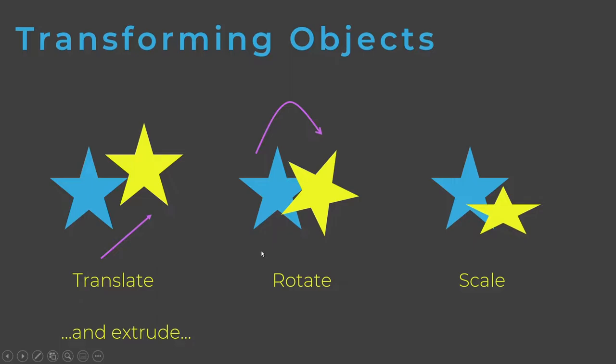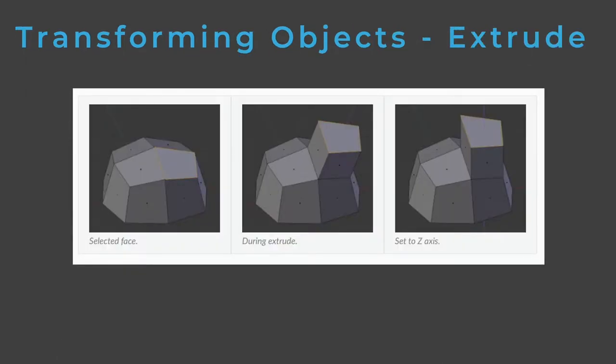There are four main operations you can perform on objects: translate, rotate, scale, and extrude. Translate basically means changing the location of the object with respect to the three axes. Rotating is changing its angle, and scaling is changing its size. And extruding basically means creating more geometry out of selected geometry.